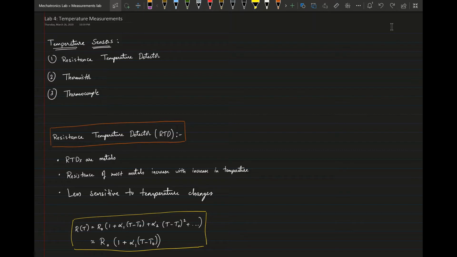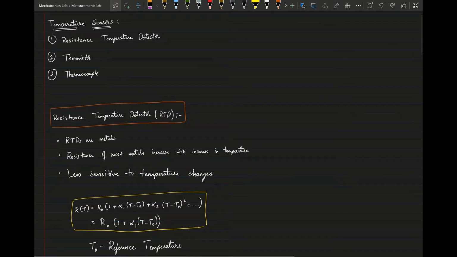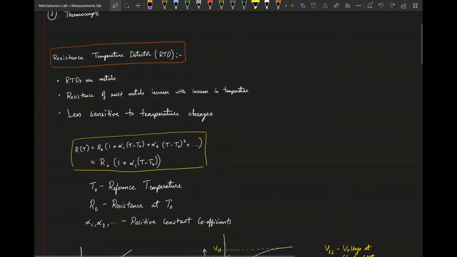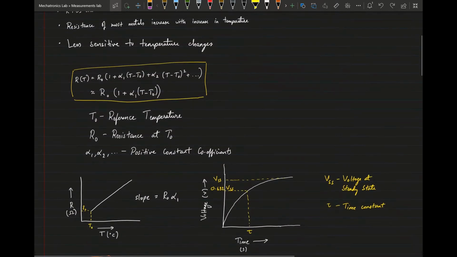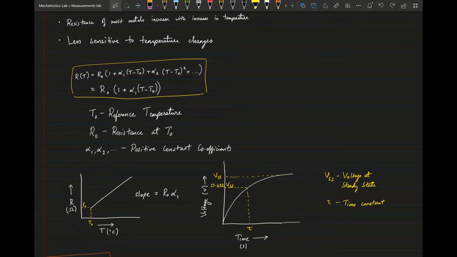The first one is the RTD, which is a resistance temperature detector, and as the name suggests, it detects temperature using resistance. So RTDs are basically metals, and as we know, the resistance of most metals increases with an increase in temperature. So as temperature increases, the resistance increases, and if we use this behavior, we can derive the formula to be this.